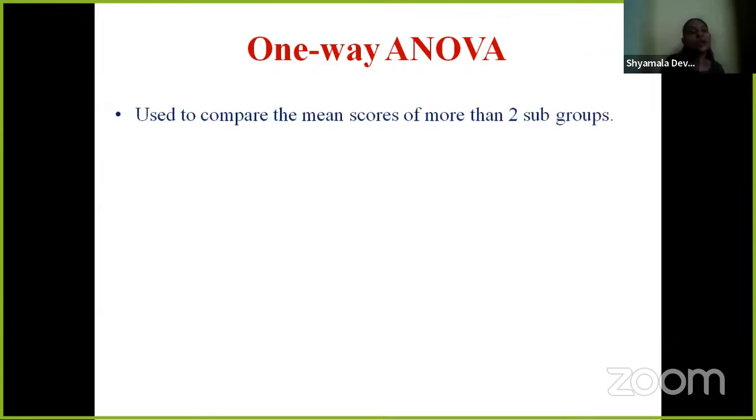One-way ANOVA is also known as the F test. It is used to compare the mean scores of more than 2 subgroups. That is the only difference between the t-test and the F-test. In the t-test, we compare the mean scores of 2 subgroups, for example medium of instruction: Tamil medium and English medium. So when we compare the mean scores of 2 subgroups, it is a t-test.